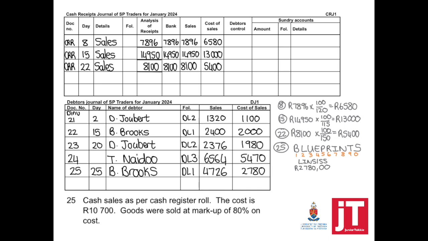Day 25, also on the same day, but now it says cash sales. Cash sales goes into the cash receipts journal. We sold goods, and now they said to us the cost is 10,700. So don't always assume that the selling price is given and you need to calculate the cost. In this case, they provided you with the cost, which means you need to calculate the selling price. So we start with the transaction that happened on day 25, cash register roll details, sales, and the cost was 10,700. To work out the selling price, we have to take the cost times 180 divided by 100. And that goes into sales, bank, and analysis. Now we can draw a line under analysis to show that we've deposited that amount into our bank account.